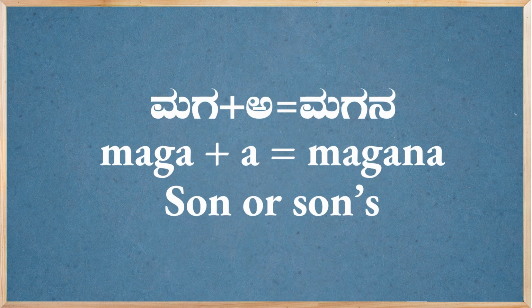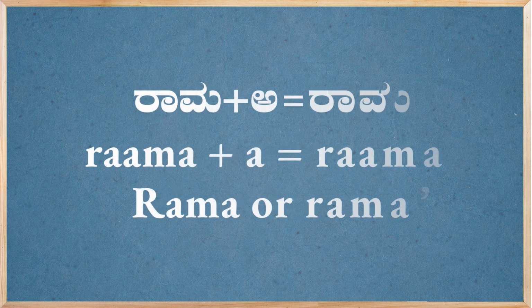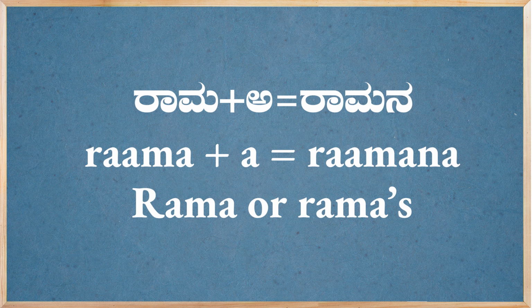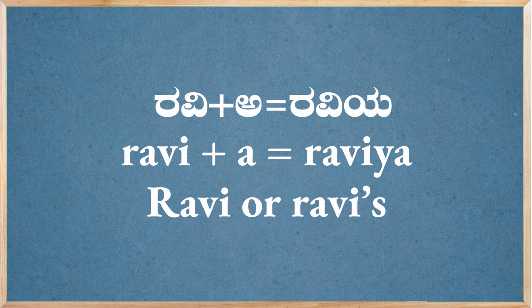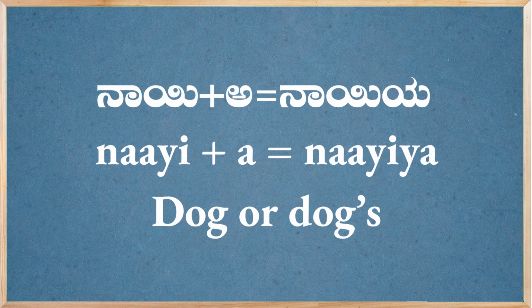Possessive marker with internal changes, human nouns ending with a. When a is added, na is added to the noun. For example, Maga plus a, Magana, son's. Rama plus a, Ramana, Rama's. Possessive marker with e or a ending nouns. Nouns ending with e or a, whether human or non-human, take ya as an increment. For example, Ravi plus a becomes Raviya, Ravi's. Nai plus a becomes Naiya, dog's.